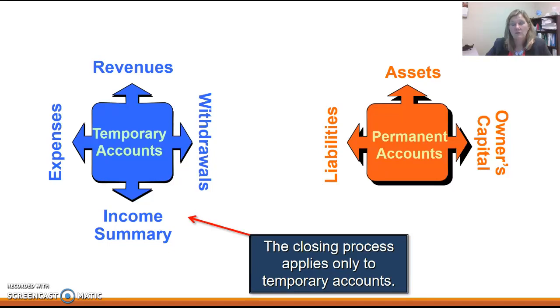The permanent or real accounts are those that sit on our balance sheet. Those are our assets, the things that we own: cash, accounts receivable, inventory. We can't reset those to zero because we own them. They have value. The liabilities, we still owe the bank, we still owe our vendors, those still stay there. And then the difference between what we own and what we owe, that's ours. That's what the shareholders own. That's what the individual owner owns. So that's the owner's equity. That stays. Those are our permanent accounts. The closing process only involves the temporary accounts, the revenue, expense, and owner's distributions.